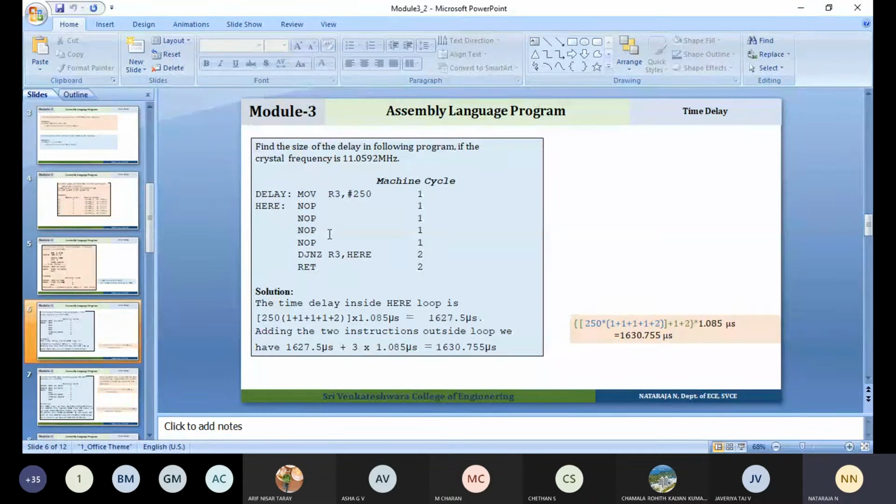Okay, let me write in the notepad. Are you comfortable with this explanation? No, sir. Or else can I use notepad? Notepad, sir. Okay. Give me 1 minute. I'll copy this.